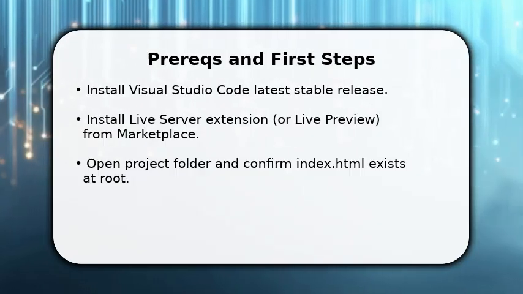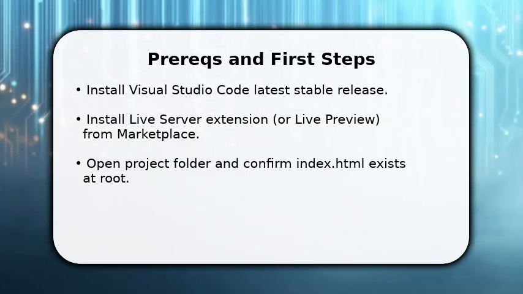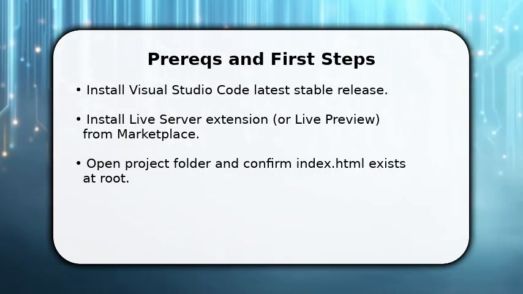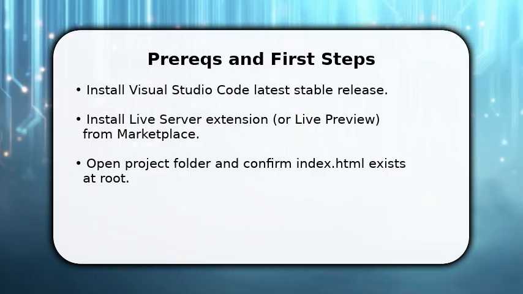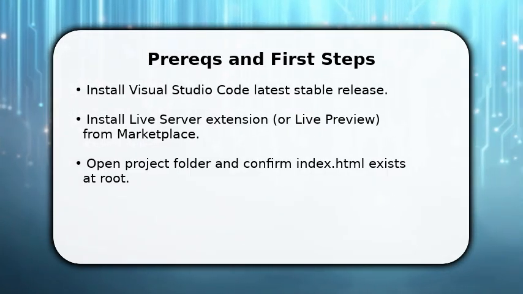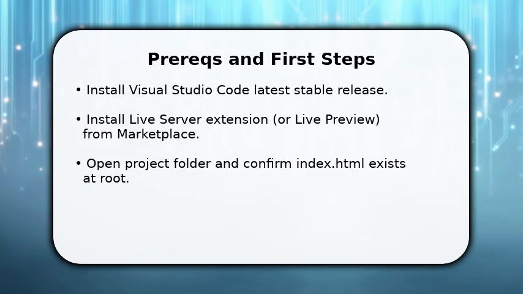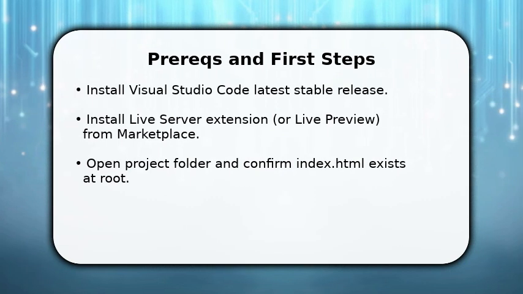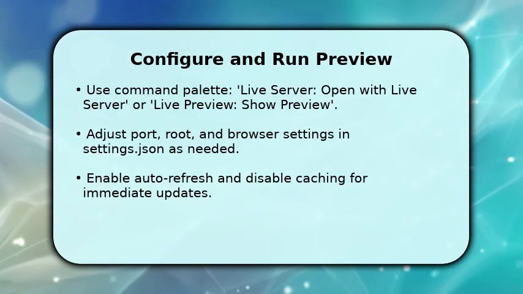You start by confirming prerequisites and taking the first actionable steps now. Install Visual Studio Code and add the Live Server or Live Preview extension. Open your project folder and locate index.html so the preview has an entry point. Once done, right-click the file or use the command palette to launch the preview. Make sure to save changes. Unsaved edits won't appear. This gets the server running, so you can iterate quickly and see code changes reflected in real time.